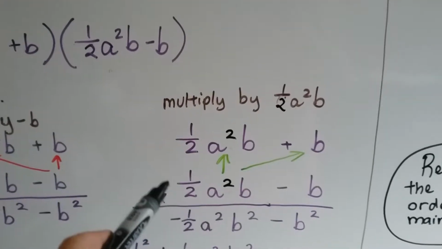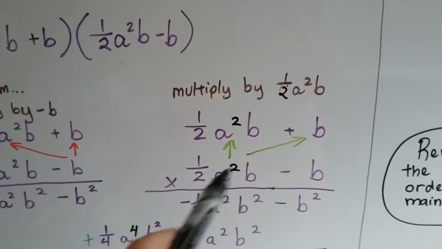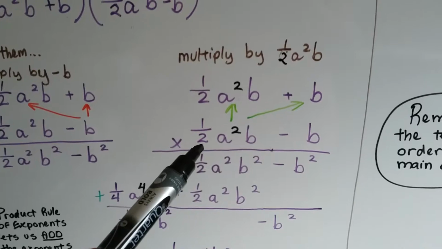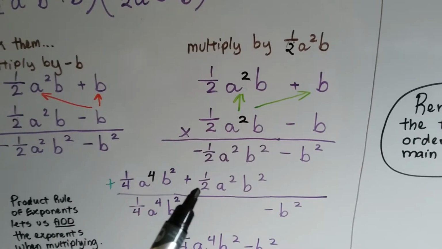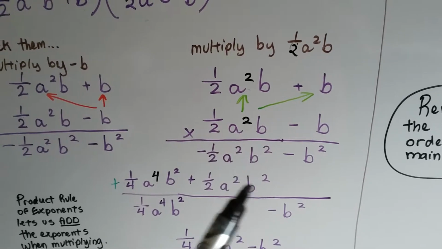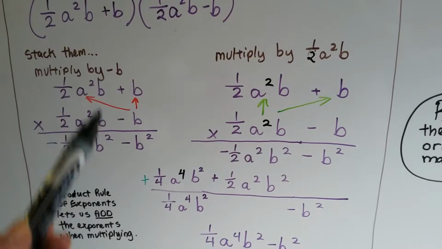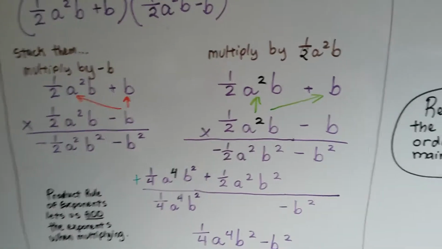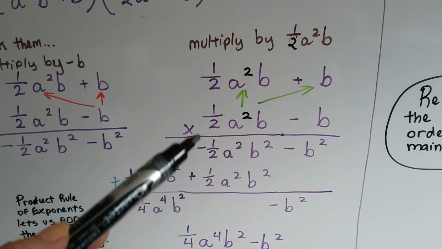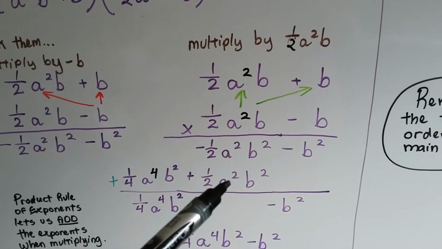So we're going to multiply this half a squared b times this positive b, okay? And then half a squared b times b gives us half a squared b squared, see? See how this one we had negative half a squared b squared? Because the two b's ended up making it b squared. So now these two b's are going to make it b squared. Except now, because that's a positive b, we've got a positive half a squared b squared, see?